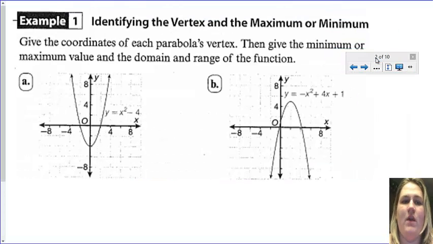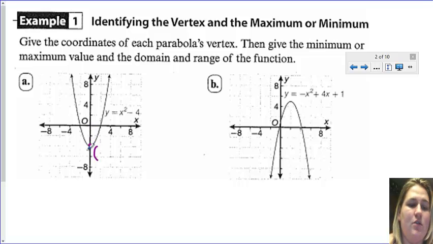So, for example, identifying the vertex and the minimum or maximum. Give the coordinates of each parabola's vertex, then give the minimum or maximum value and the domain and range of the function. So first of all, the vertex is the parabola's turning point. If I look at A and follow the parabola, I'm going down, down, down until I get to here, then I start going up, up, up. So this is the turning point right here. This is the vertex.